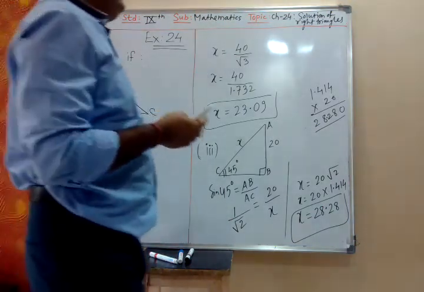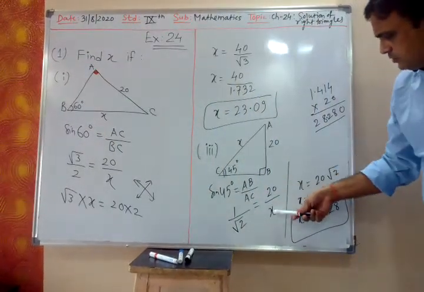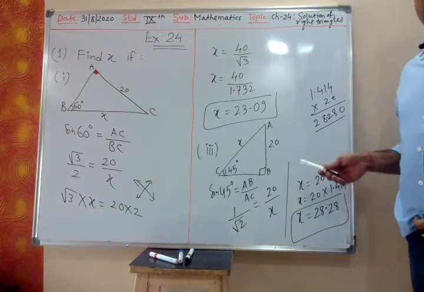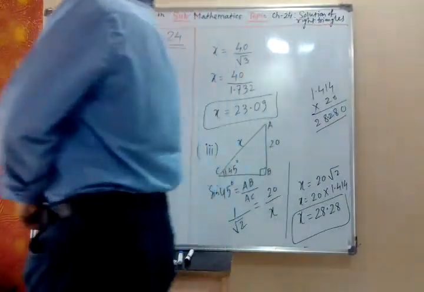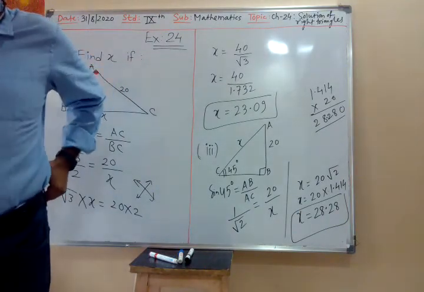You have to follow the rule. You have to cross multiply. x into 1 is x. In the last step, you remember the certain value of root 2, 1.414, and you multiply.